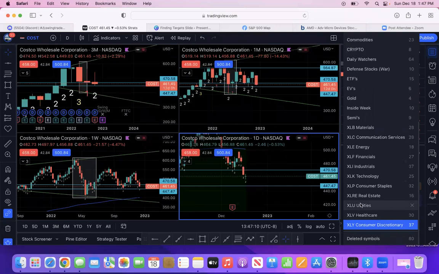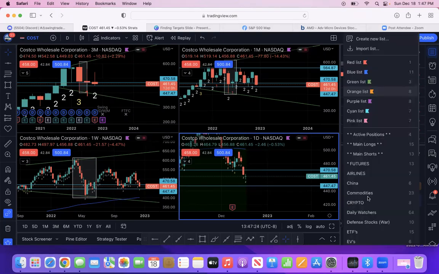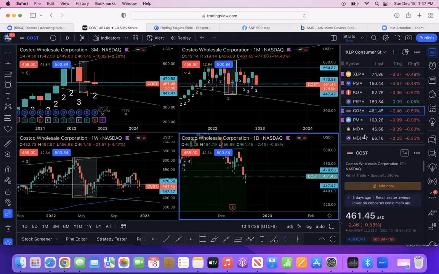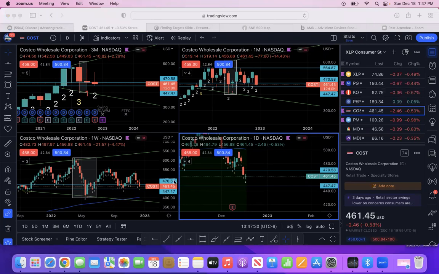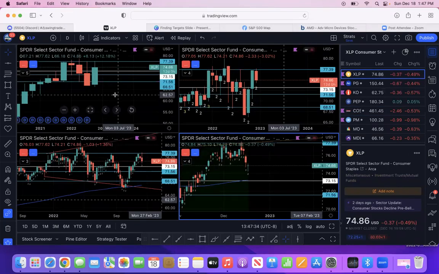What sector is COST in? XL... XLP, I think. Oh, XLP. Yeah, there we go. So XLP actually has been looking real nice. XLP as a sector is looking good.